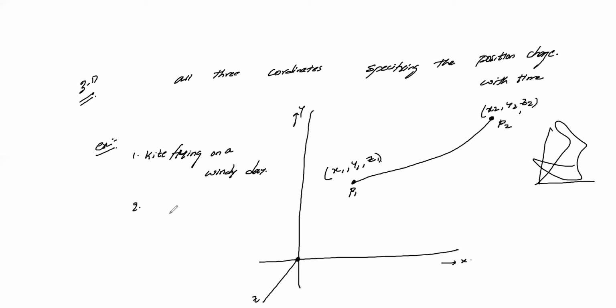Let's see the second example: motion of an aeroplane in space. With respect to the motion of an aeroplane, we can specify the three-dimensional motion here. Okay, these are your examples.